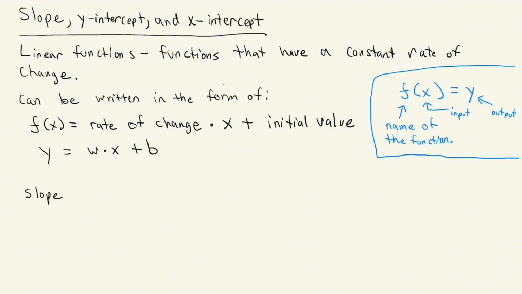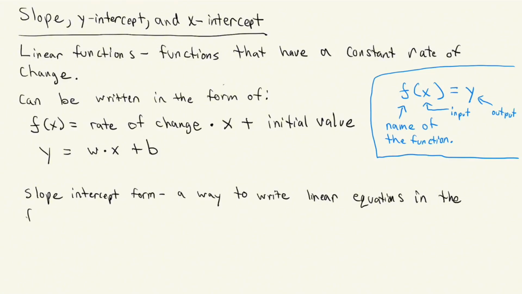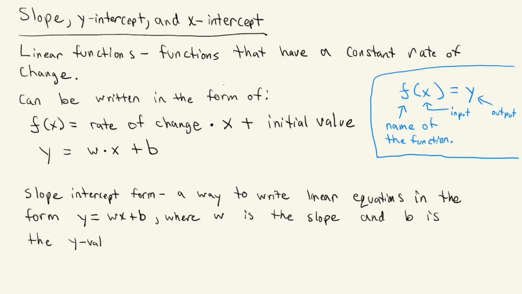So slope-intercept form is a way to write linear equations in the form y is equal to wx plus b, where w is the slope and b is the y value of the y-intercept.